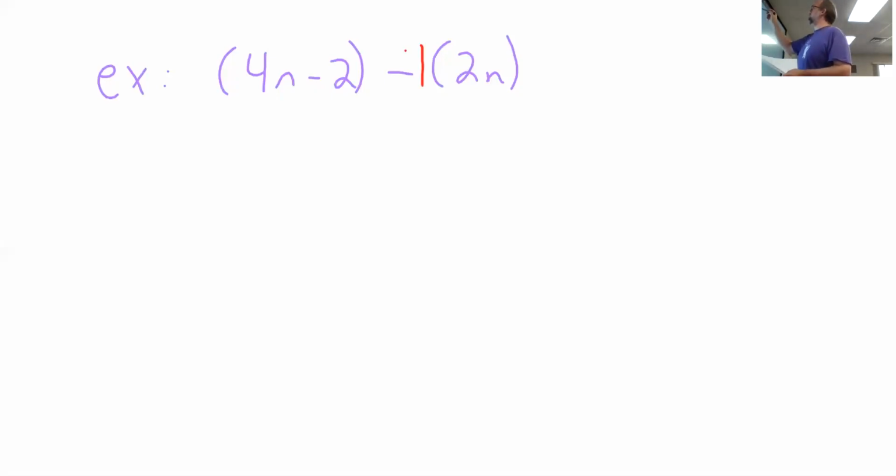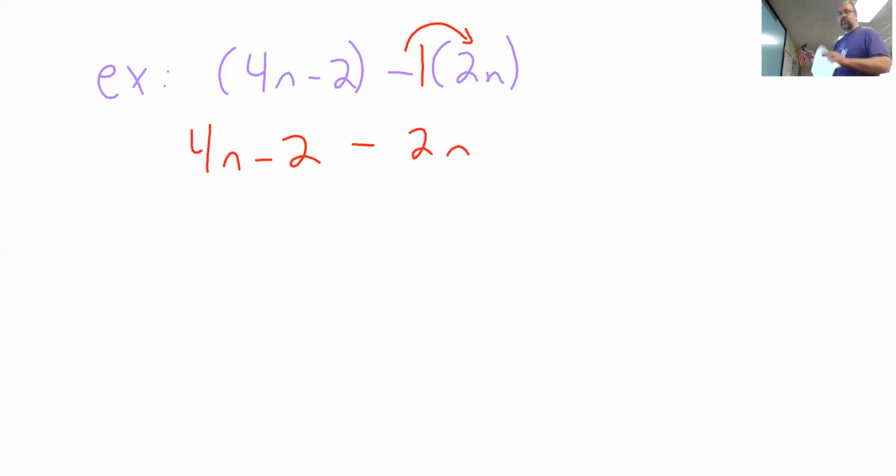So we're basically multiplying -1 times the inside of the parentheses. In this case, the top just turns into 4n minus 2, and this turns into -2n. So that's our first big thing. Now the parentheses are gone, and we're good to go. So now we're going to combine the like terms.